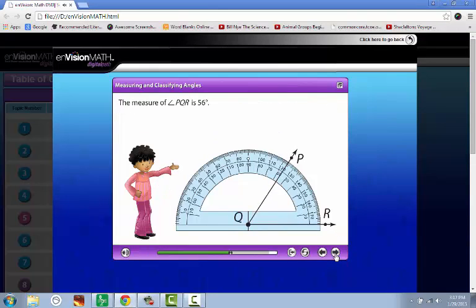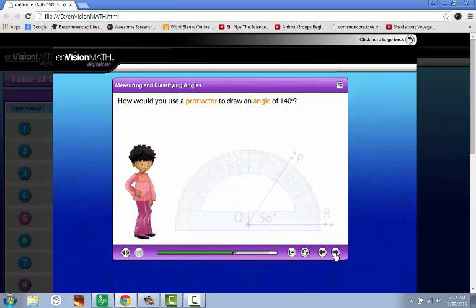The measure of angle PQR is 56 degrees. How would you use a protractor to draw an angle of 140 degrees?